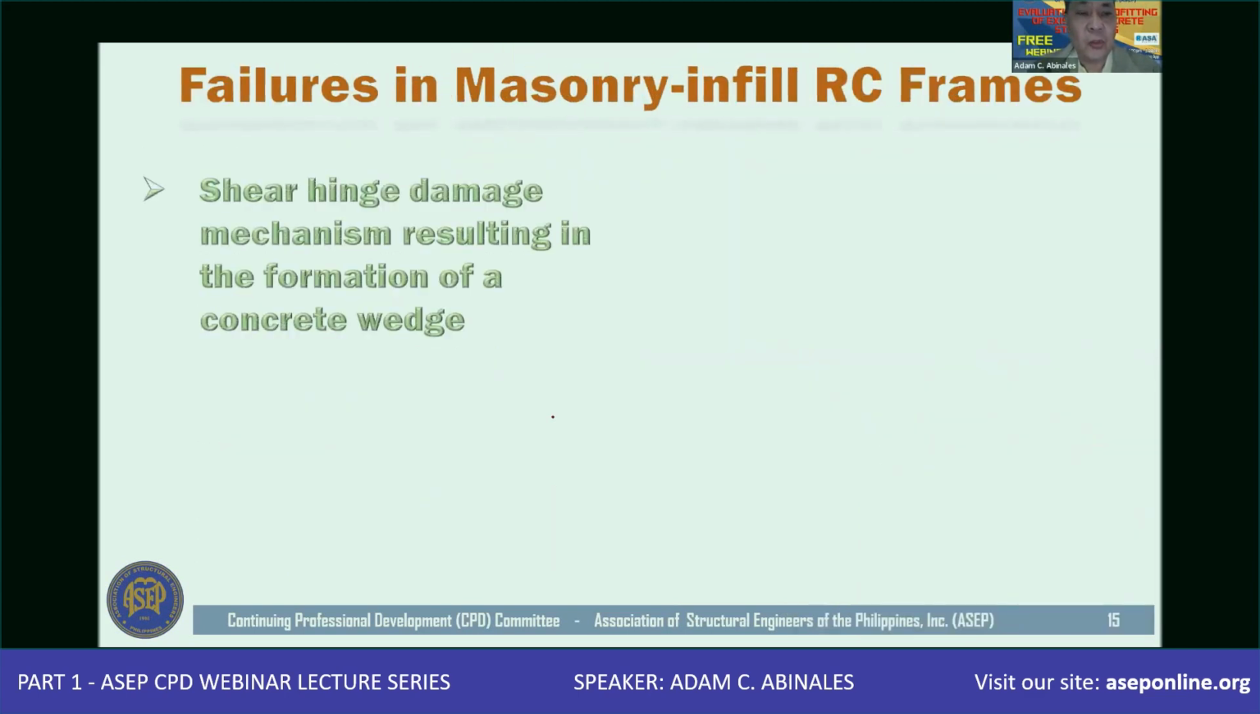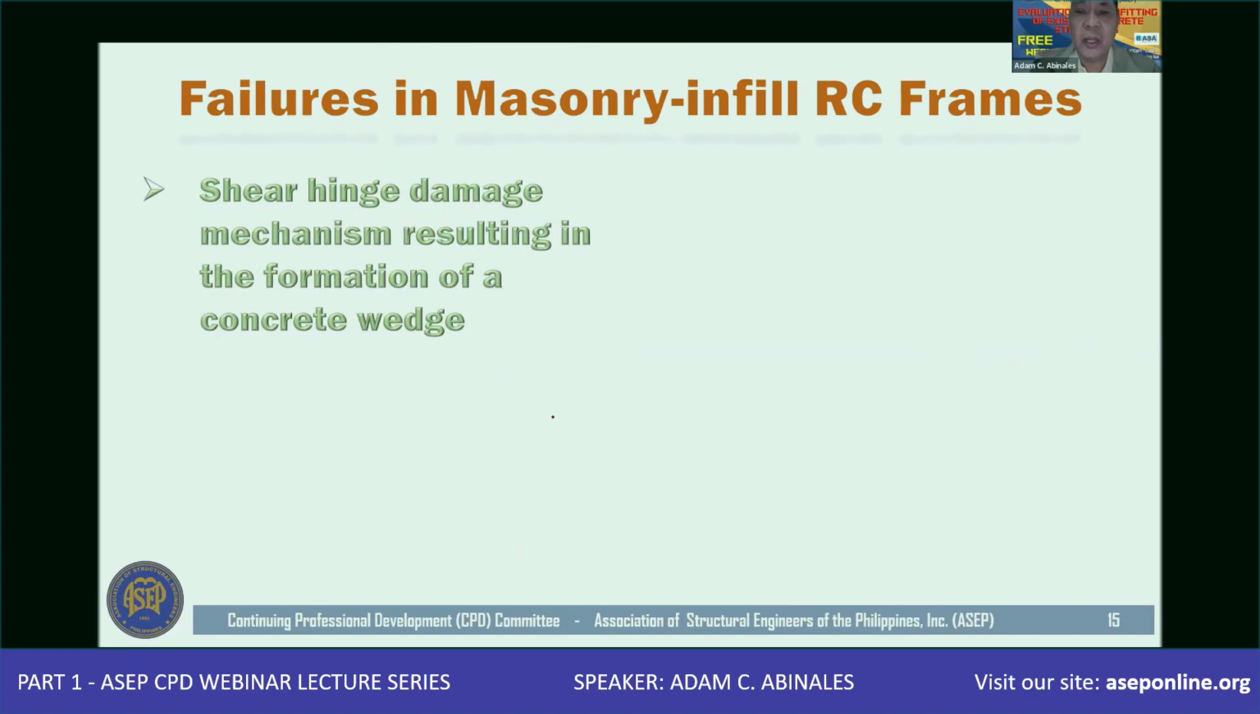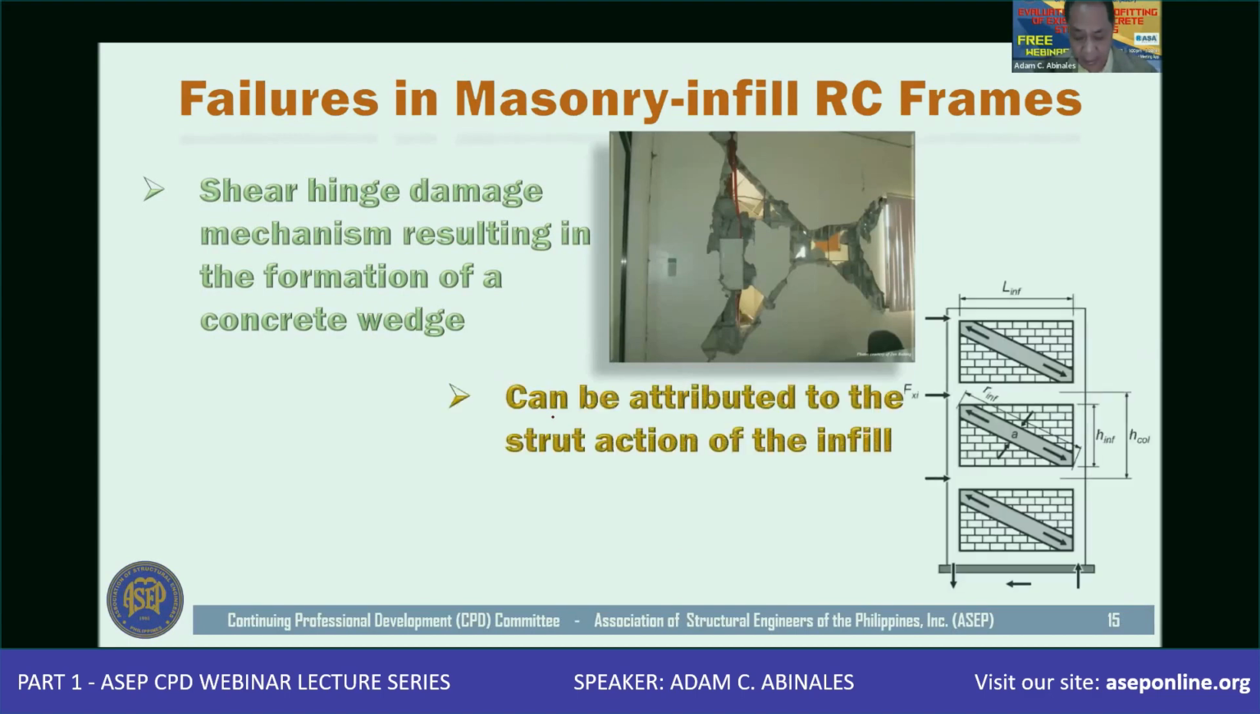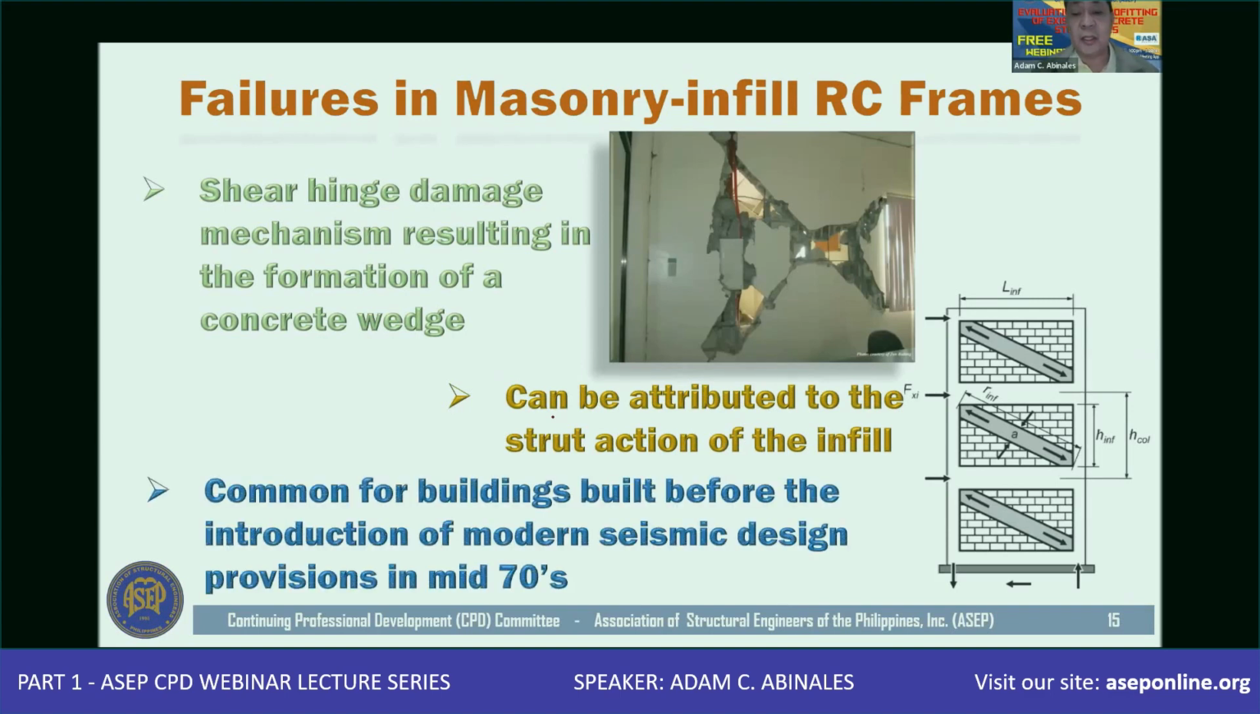So if you try to look at the failures in masonry infill RC frames, you could have something like a shear hinge damage mechanism resulting in the formation of a concrete wedge. And this can be attributed to the strut action of the infill walls.